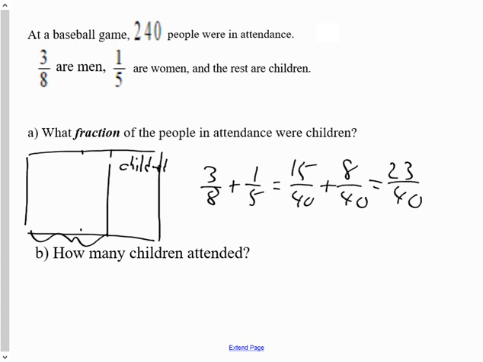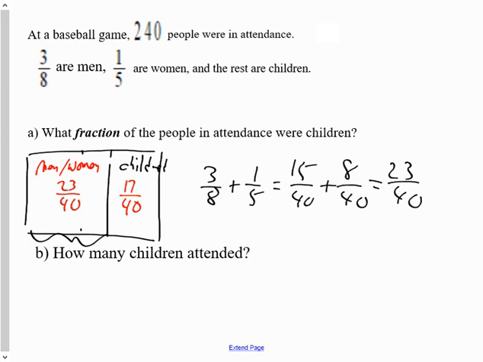if I was to erase everything in here, and even erase the line, and say men and women, 23/40ths are men and women. And since the rest are children, and 40/40ths is all of them, that means that our answer for that one has to be 17/40ths are the fraction of people in attendance that are children. That's our answer for A.